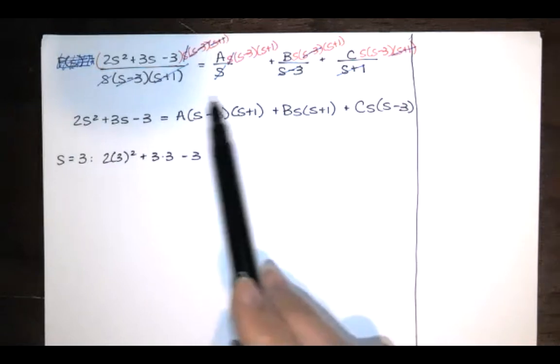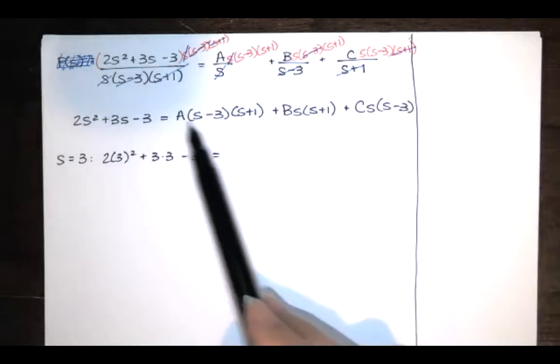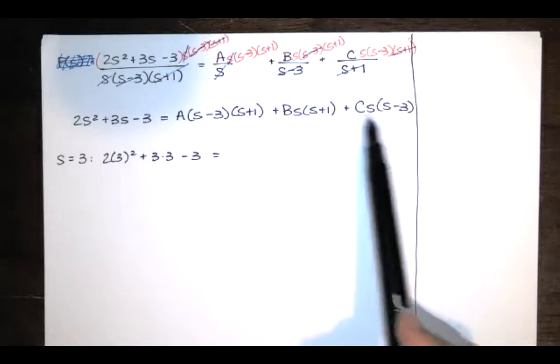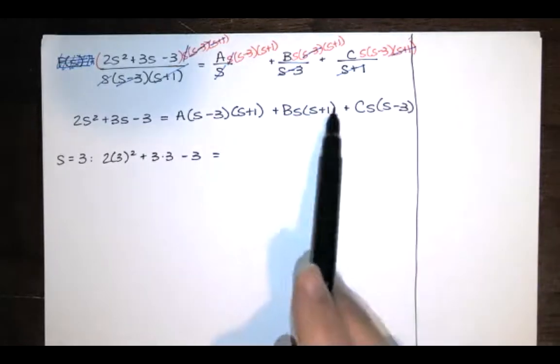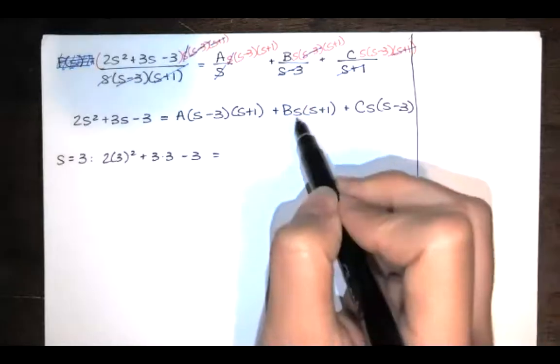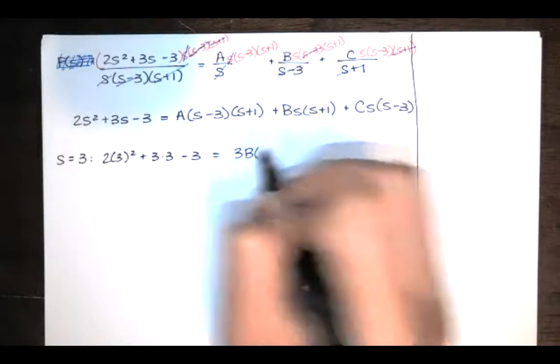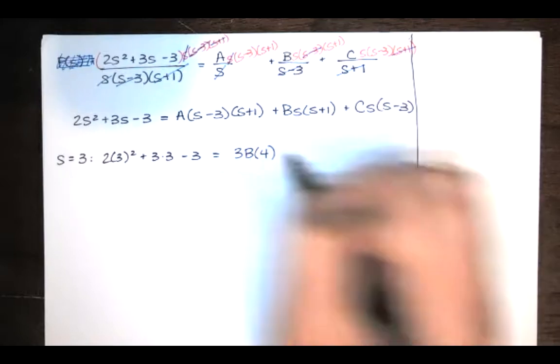When s is equal to 3, this 3 minus 3 is 0, so this piece is gone. It's all zeroed out. And when s is equal to 3, this piece is gone. So the only piece that's not 0 is this piece. So we'll have b times s, which is b times 3, times 3 plus 1, which is 4.